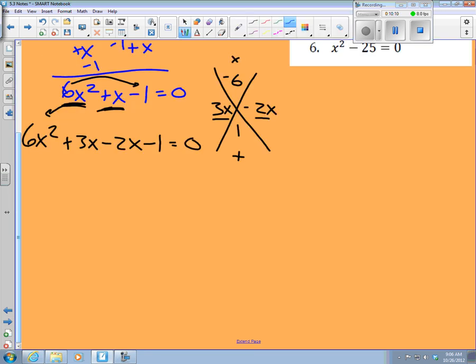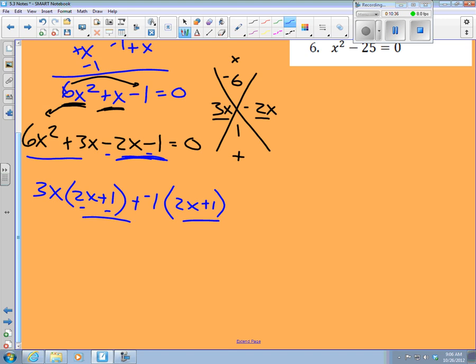Grouping, now the first two and the last two, I can take a 3x out of the first two and I'm left with 2x plus 1. Here I have negative 2x and negative 1. I can't really factor anything out except a 1, and I'm going to factor out a negative 1 because they're both negative, and I want them to both be positive. You can see they're both positive here. So plus a negative 1 times 2x plus 1. These two factors are the same, so that's my first factor, 2x plus 1 times 3x minus 1.